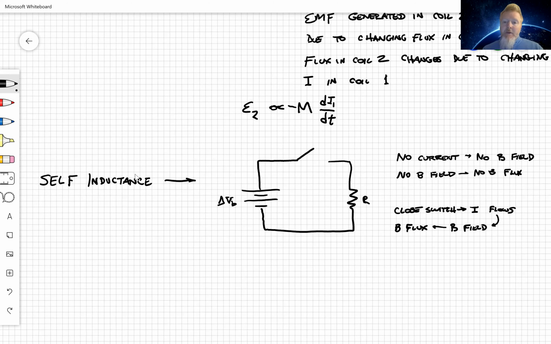Okay, so that B flux changed. Okay, it changes from 0 to some non-zero value. By Faraday's law, that creates an EMF. Oh, that's supposed to say creates. That doesn't look like it says creates.